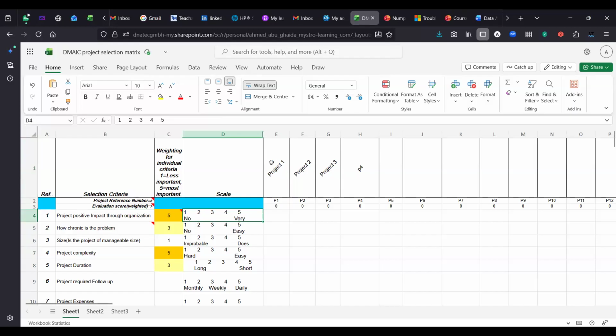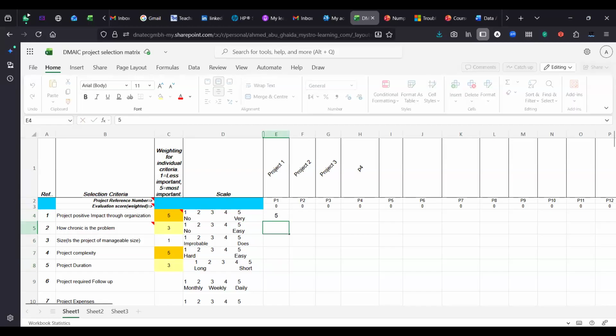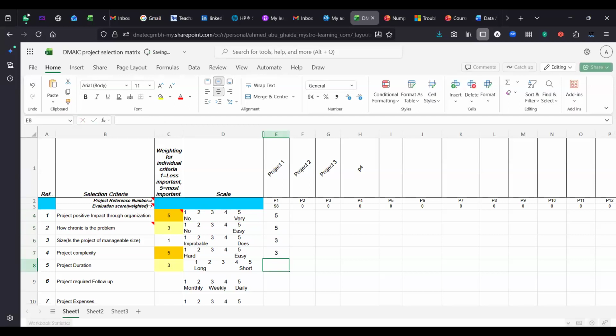So if a project has a very, very strong positive impact, it will be 5. If something moderate, it will be 3. If it's poor in terms of positive impact through organization, it will be 1. And I will repeat this for each criteria. Again, top management are giving me this input. So maybe they will say 5, then 5 again, then 3, then 3, then 1, whatever. Just giving you some random anonymous numbers.